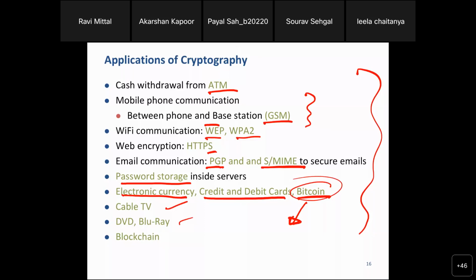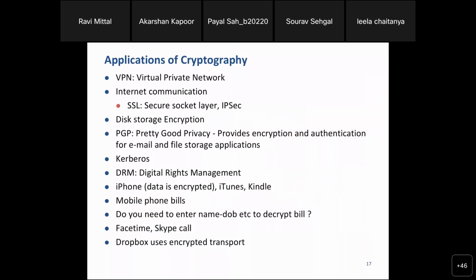Cable TV, Blu-ray, DVD, blockchain, all these use cryptography. VPN, SSL protocol, data storage over disk. Nowadays we encrypt the data on your hard disk. If you encrypt the data and you know the key, then even if your laptop is lost, data is not lost because it's very difficult to decrypt it. PGP uses this. There's something called Kerberos. We'll study it if we get time.